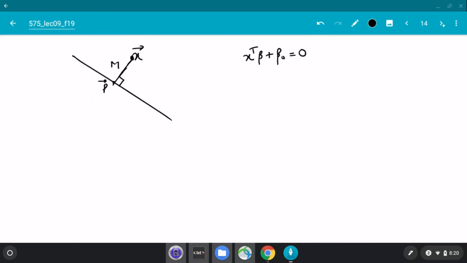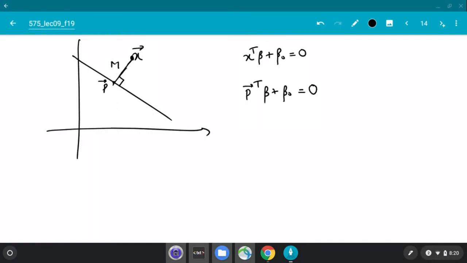So we know this point P transpose beta plus beta naught is equal to 0. Point P is on the hyperplane. The point P, as in this vector, is on the hyperplane. So this is the origin, and P is some vector like that.